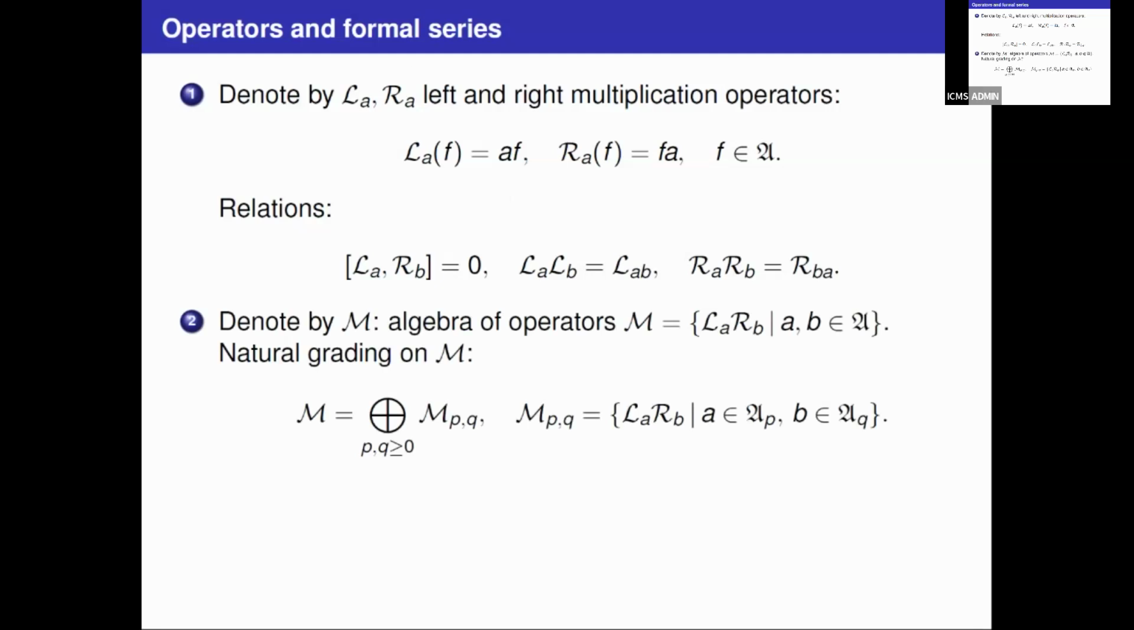The subspace M_{pq} consists of operators L_a R_b, where a is in A_p, b is in A_q. So on the left, we multiply by an element of degree p. On the right, we multiply by an element of degree q.